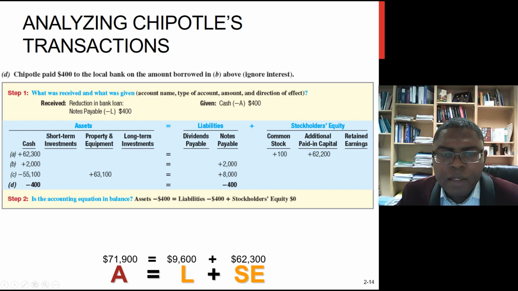We bring all of that onto the balance sheet equation. Cash is reducing by 400. Liability is reducing by 400. Accordingly, the balance sheet equation balances.